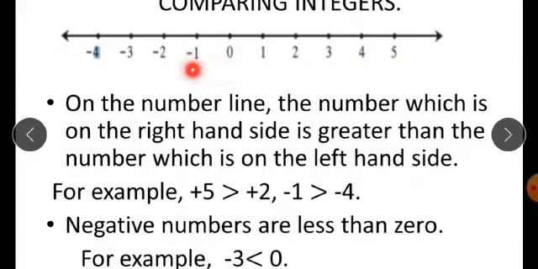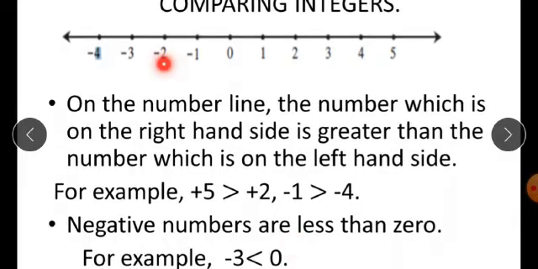And if you look to the left hand side, then minus 3 is greater than minus 4, minus 2 is greater than minus 3, minus 1 is greater than minus 2, and 0 is greater than minus 1. Therefore, we can say all negative numbers are always less than 0. Some examples: plus 5 is greater than plus 2, minus 1 is greater than minus 4. Second point, negative numbers are less than 0. For example, minus 3 is less than 0.